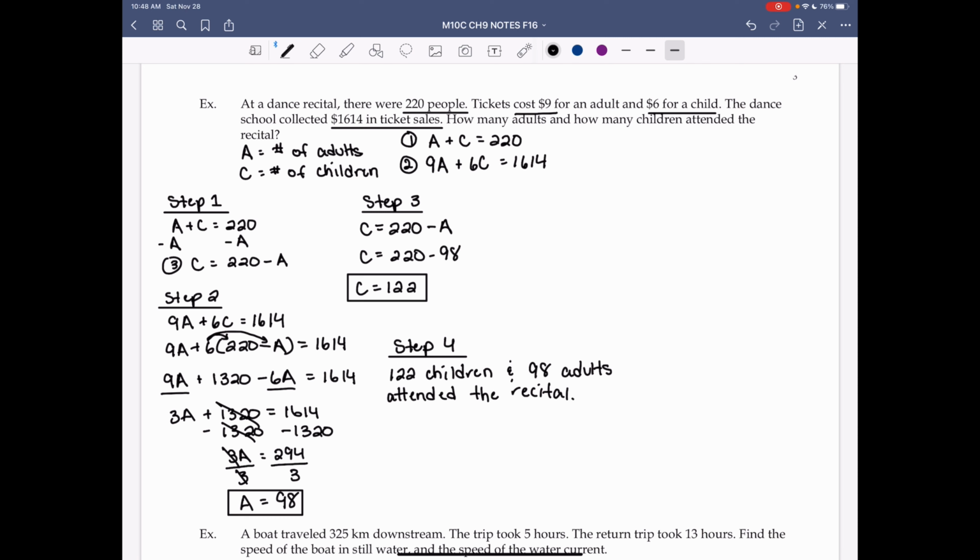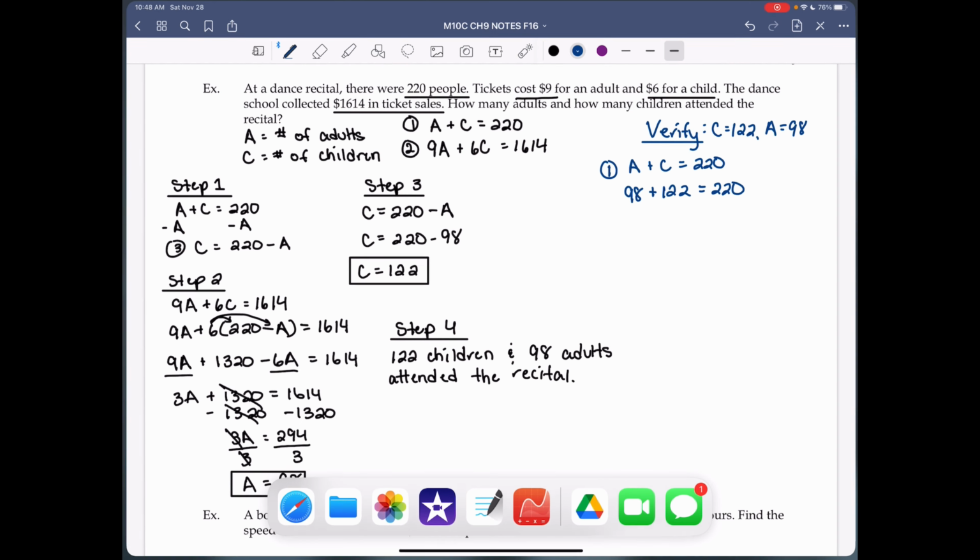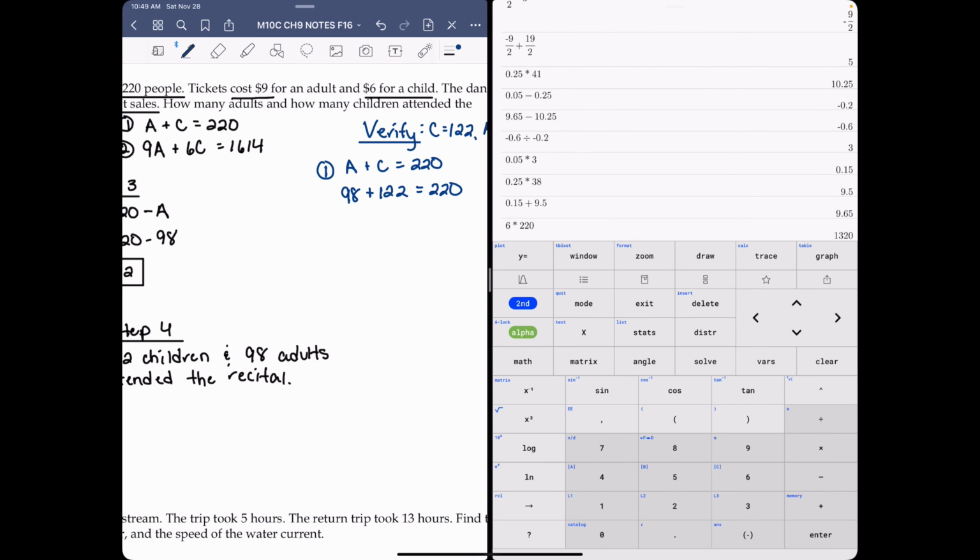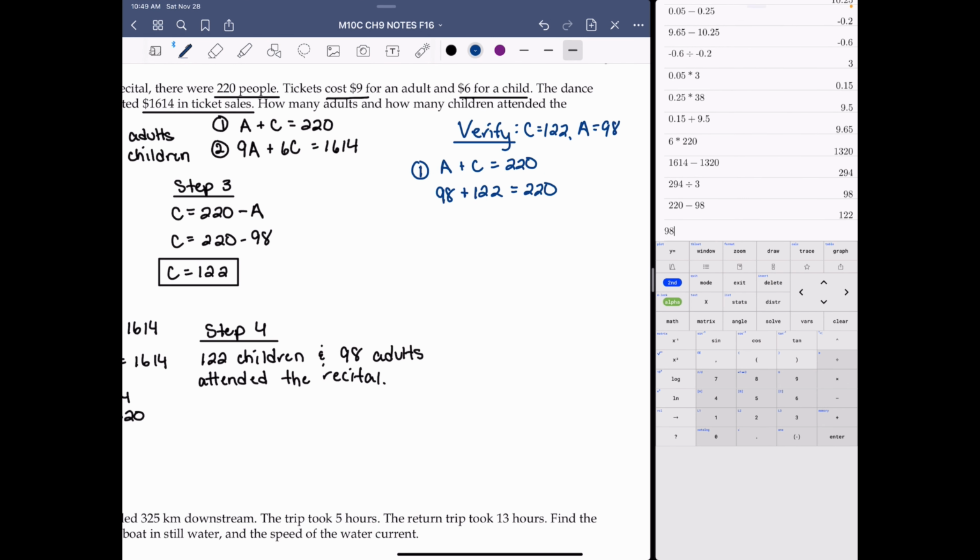And since I have the space, I might as well verify. Equation number 1, A plus C equals 220. A is 98. C is 122. Use our calculators and check if that equals 220. 98 plus 122 is 220. So 220 equals 220.